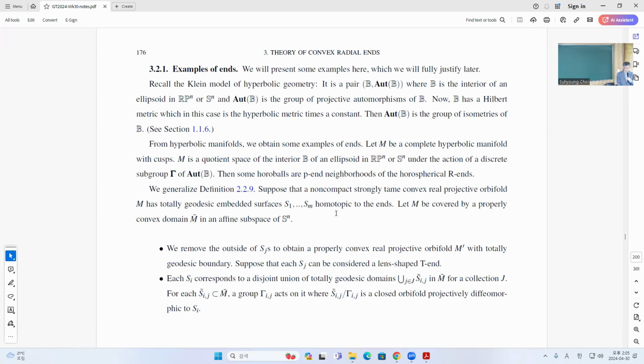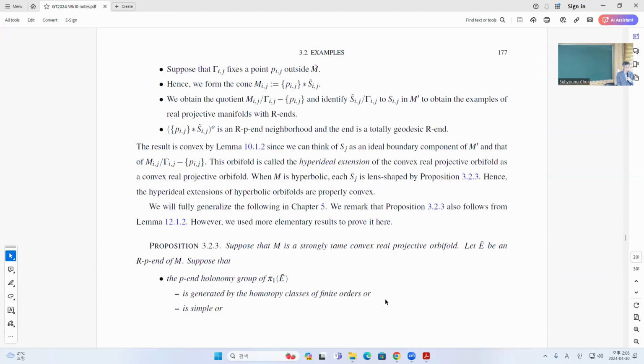And then these are the boundary components of M. Okay, and then you remove these, the outside of this, to make a totally geodesic boundary. And then we have this disjoint union of totally geodesic domains, and this group acts on this. And then there is some group acting on this to make it a cross-over orbifold.